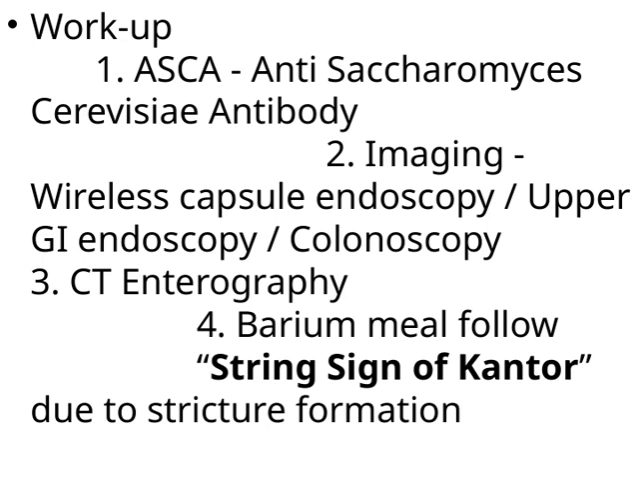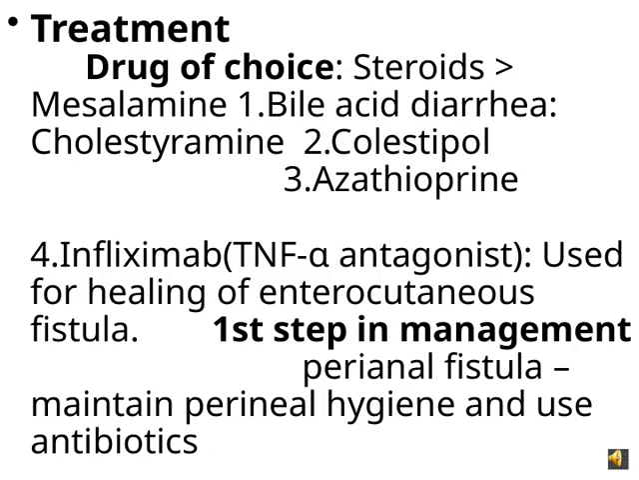If we need more detailed imaging, CT enterography is very useful. It provides high-resolution images of the small bowel and can help identify inflammation, strictures, or other abnormalities. Finally, the barium meal follow-up, which shows the classic string sign of Kantor, indicates a stricture formation. This sign appears as a narrowing of the bowel lumen caused by fibrosis or inflammation, and it's an important radiologic feature that supports the diagnosis. Overall, these tools together help us confirm the diagnosis and understand the extent and nature of the disease, guiding effective management.